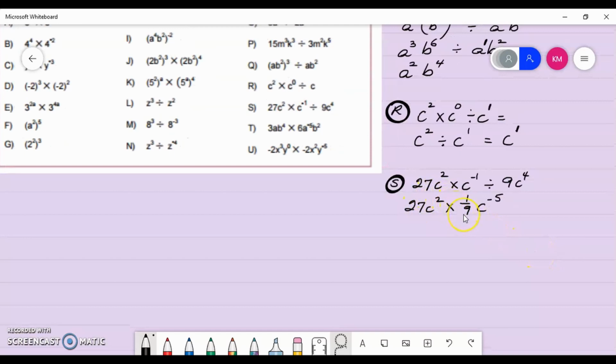27 multiplied by 1/9 is going to give us 3. Remember, 27 over 1 multiplied by 1/9. 9 into 27 is 3. So you get 3. And then c is raised to the power 2, and that is being multiplied by c⁻⁵. And when we are multiplying, we add our indices. So we are going to get 2 plus negative 5, and that is going to be negative 3.